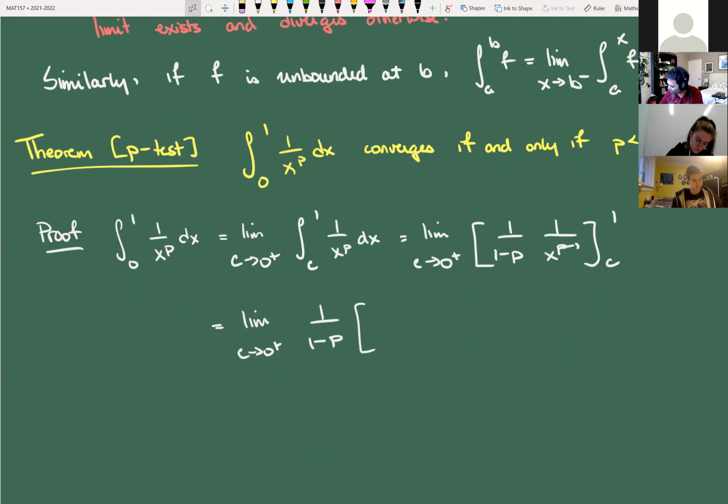Okay, so if I plug in 1 into this, what am I going to get? I'm going to get 1 minus 1 over c to the p minus 1. Now for this limit to converge, because this isn't an integral or anything crazy, everything here is well defined for the most part. The only thing that we run into trouble with is if this exponent is positive. We actually need this exponent to be negative.